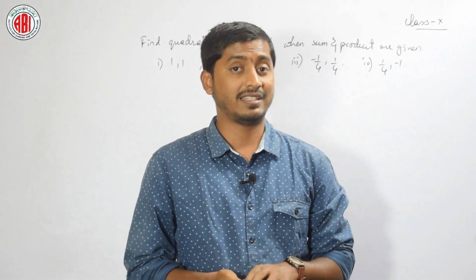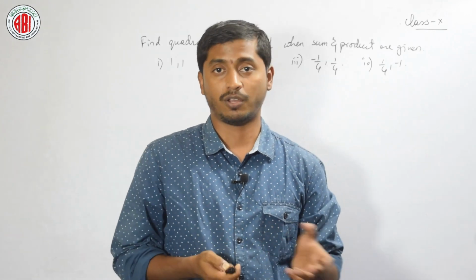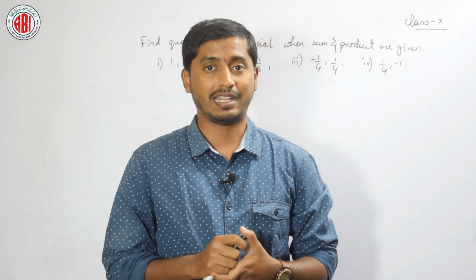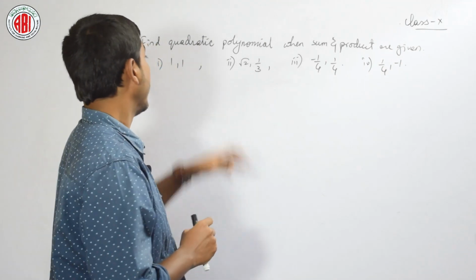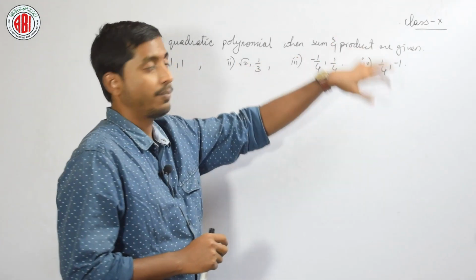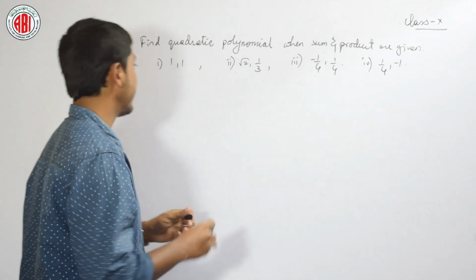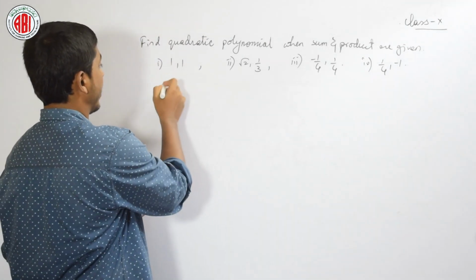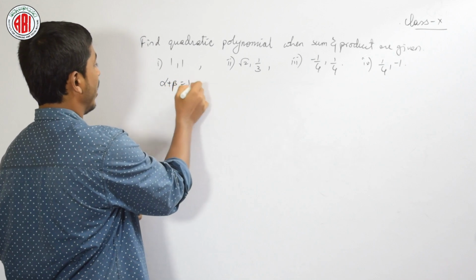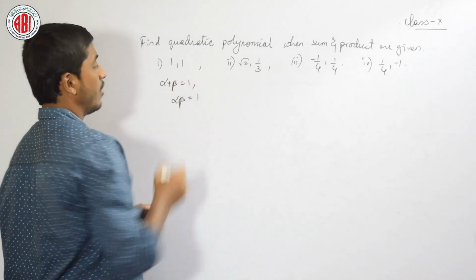We have been discussing different concepts of polynomials, like we have found out the relationship between zeros and the coefficients of a quadratic polynomial in the last session. Now let us do a problem where they gave the sum and the product of the zeros of a polynomial, and they are asking us to find the polynomial, right? That is, the sum is 1 and the product is also 1.